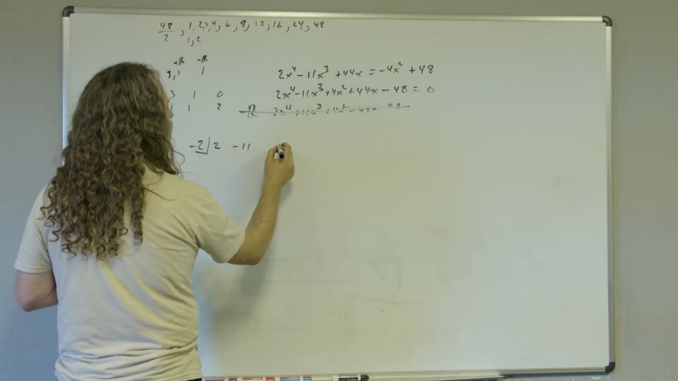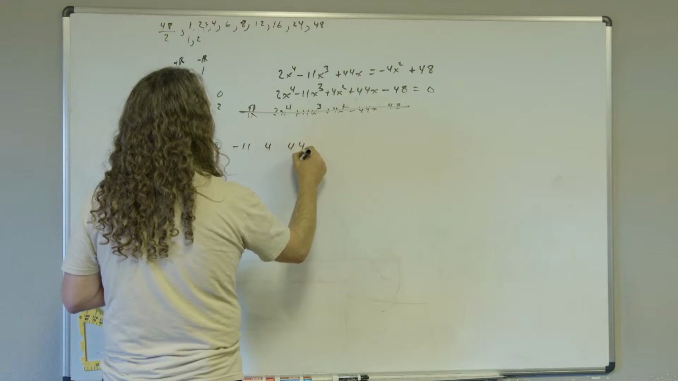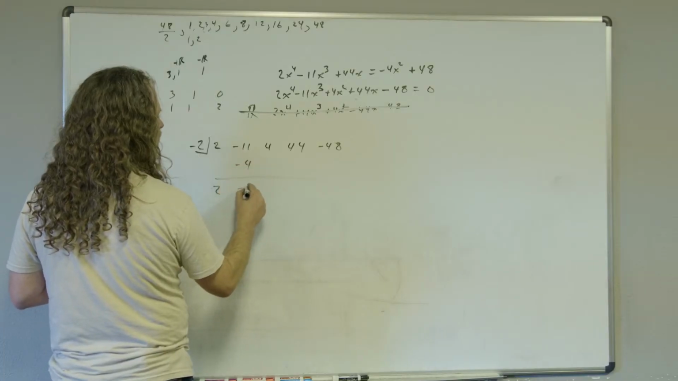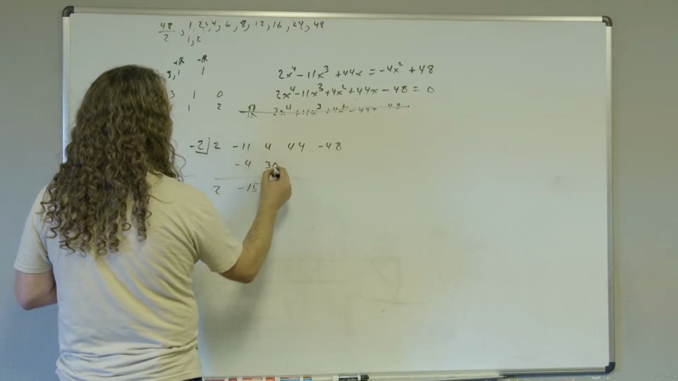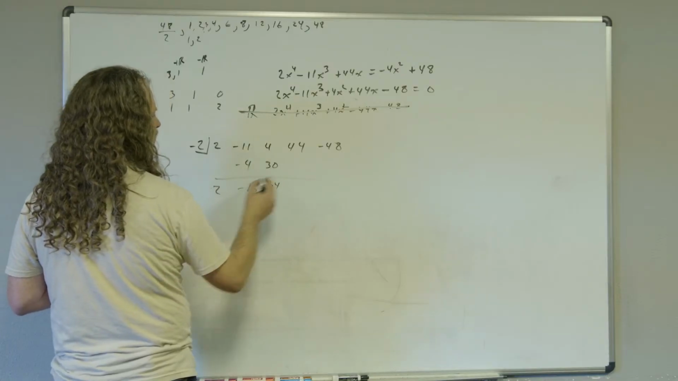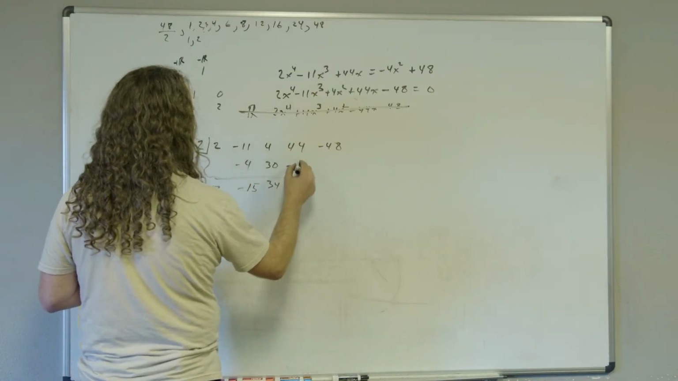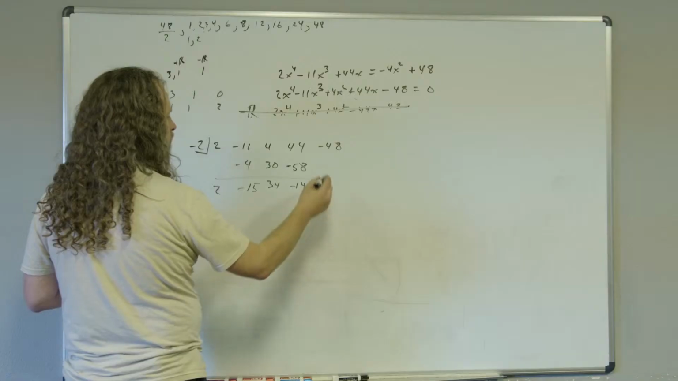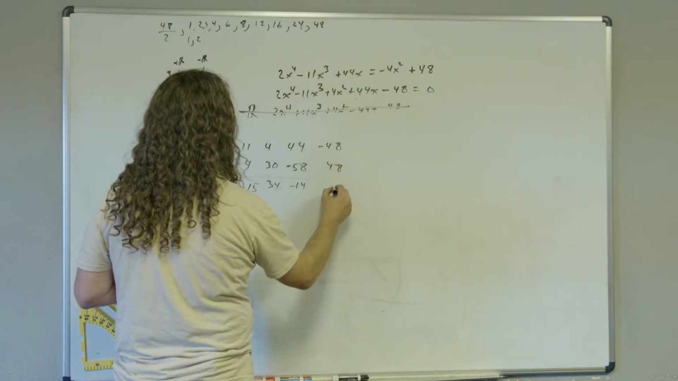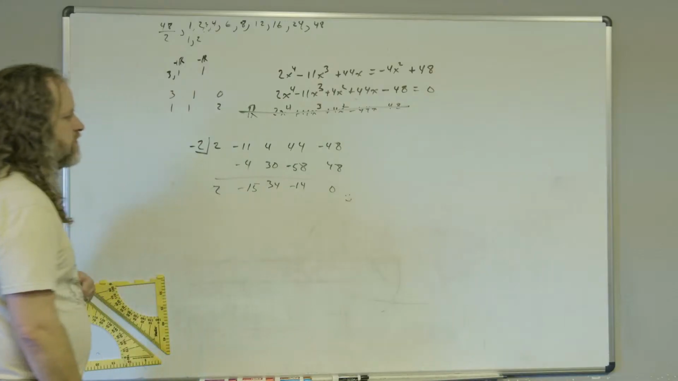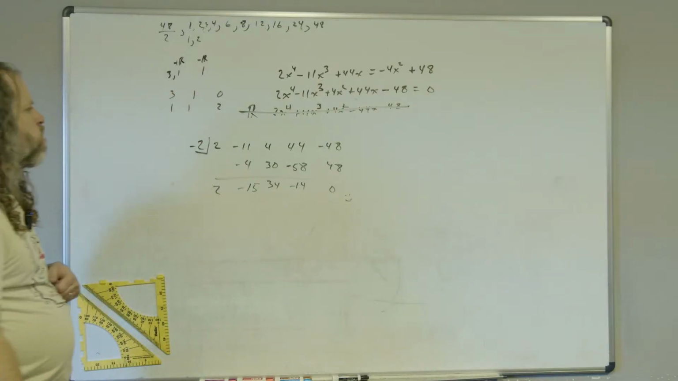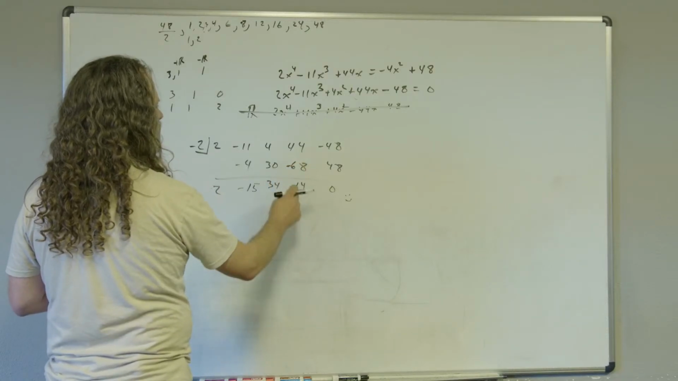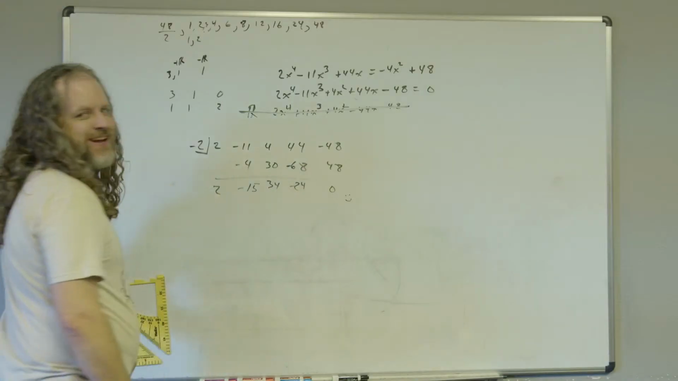Negative 2: 2, 11, 4, negative 44, negative 48. Bring down the 2. 2 times negative 2 is negative 4. Negative 15, positive 30, positive 34, negative 68, negative 14, which is positive 48. So it does work. Yay. Wait, it's 68, not 58. Oh yeah, it would be 68, which would be 24, which actually works, right?